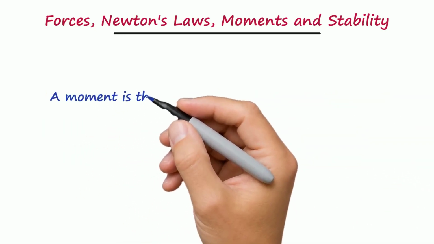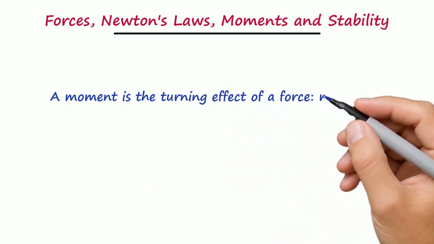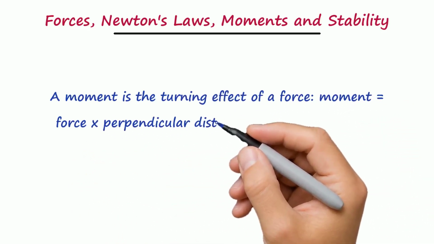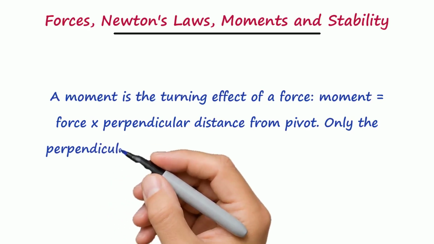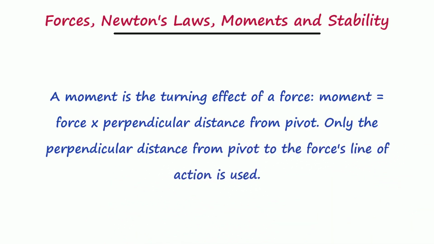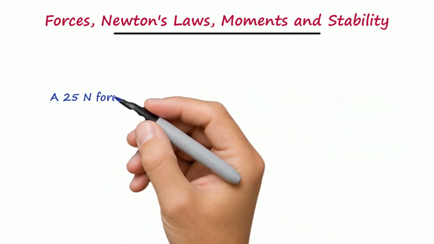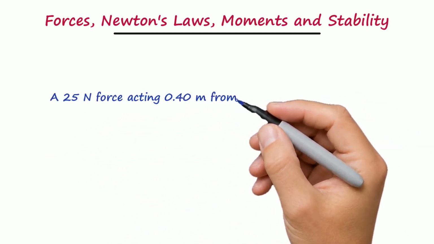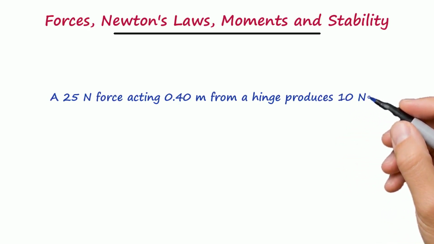A moment is the turning effect of a force. Moment equals force times perpendicular distance from the pivot. Only the perpendicular distance from the pivot to the force's line of action is used. A 25 N force acting 0.40 m from a hinge produces 10 Nm.